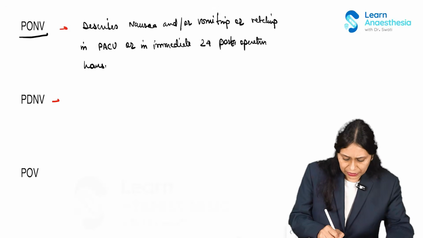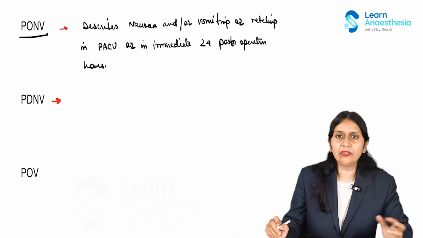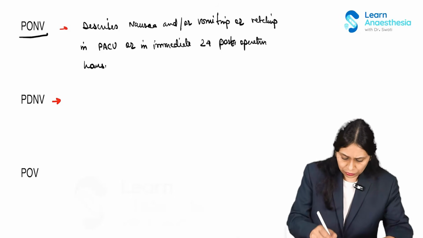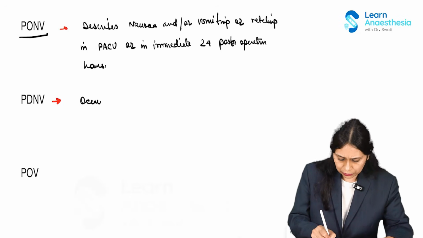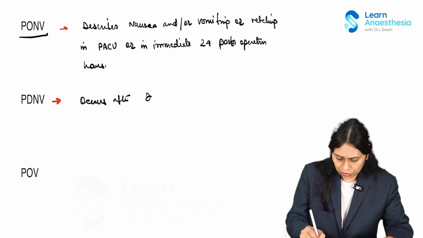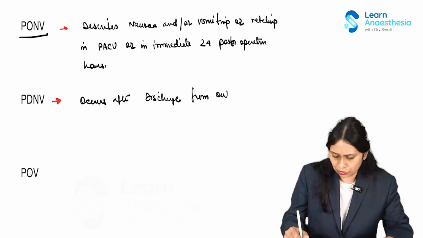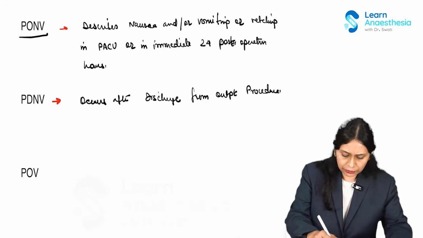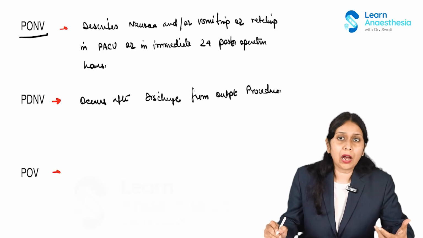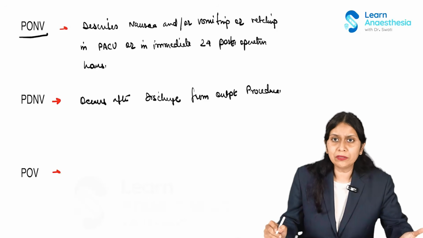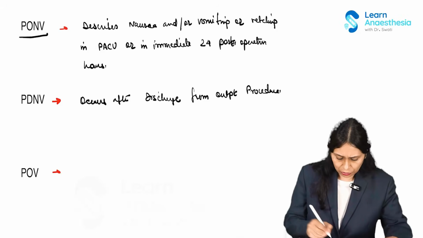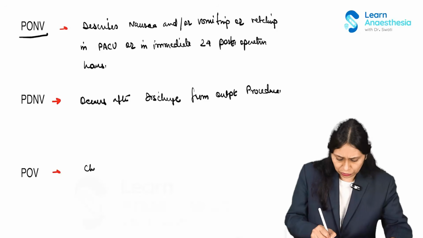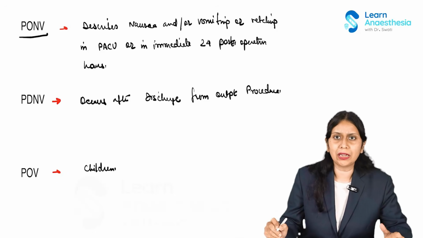Now what is PDNV? This is nausea vomiting which occurs after discharge from an outpatient procedure, that is from an ambulatory procedure, daycare procedure. So post-discharge nausea and vomiting we call it. And in children it is very difficult to ask for nausea. So instead of PONV, it is POV, post-operative vomiting. So this term is used in children. It's better to use the term POV in children rather than PONV.